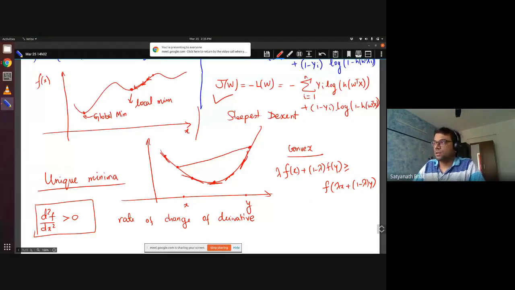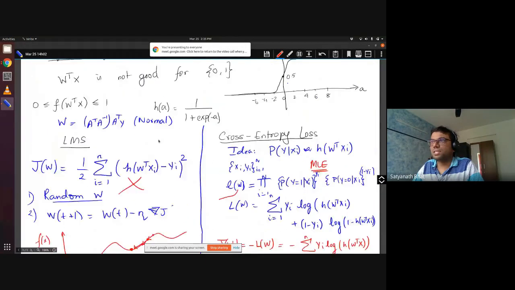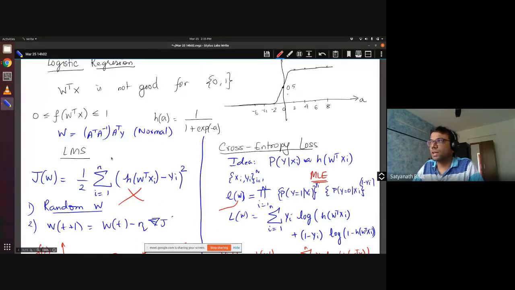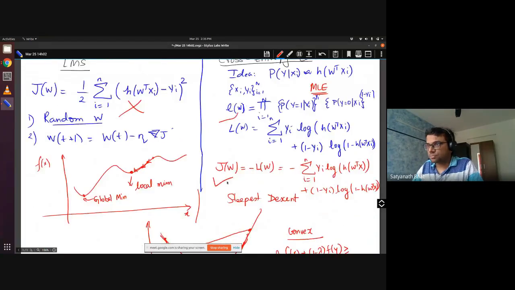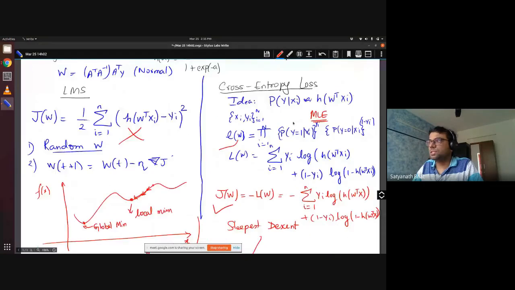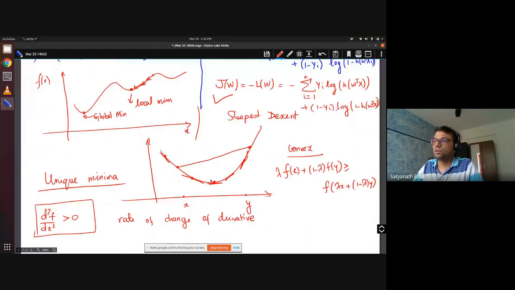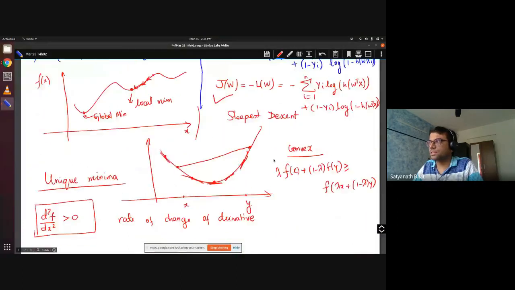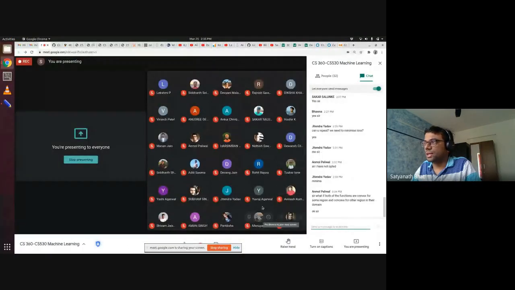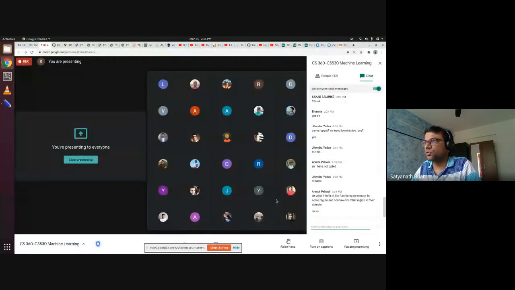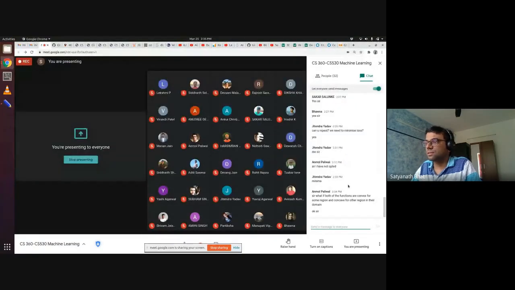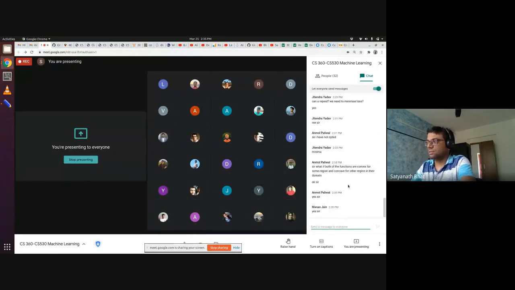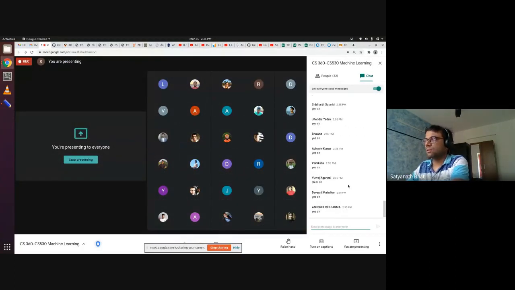To summarize, what we briefly described is what is called logistic regression. There are two variants of logistic regression, the LMS version and the cross entropy loss version. The cross entropy loss function is better because you have convexity there. You can try it at home and see that this is convex, this is not convex. Does everybody follow this discussion? Is everything clear so far? Can I quickly check? Okay, very good.